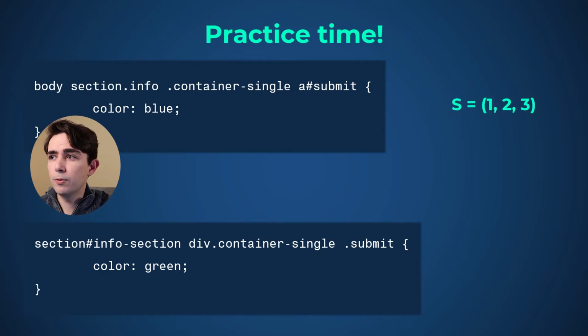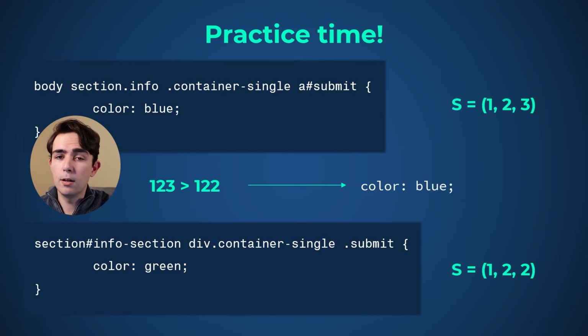For the first element, we've got one ID, we've got two classes, and we've got three types. The second element has one ID, two classes, and only two types. 123 is larger than 122, therefore our submit button will have the color of blue.